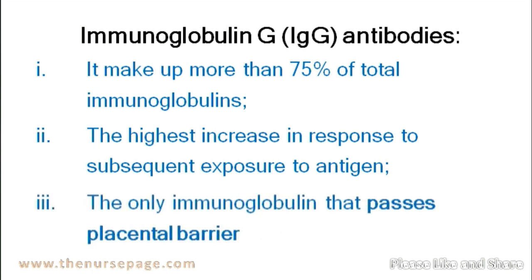Next, it is the only immunoglobulin that passes the placental barrier. So during pregnancy and labor, the only immunoglobulin passed to the infant is IgG. So in the initial days, the baby gets immunity from IgG antibodies produced in the mother's body.